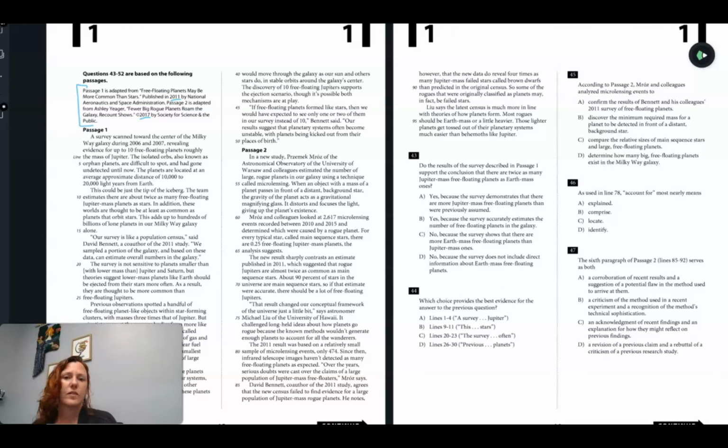Let's go ahead and diagnose our questions just for passage 1. I know that passage 1 ends on line 50, so anything that references something after that, I don't need to diagnose yet. Number 43 says, do the results of the survey described in passage 1 support the conclusion that there are twice as many Jupiter-mass free-floating planets as Earth-mass ones?